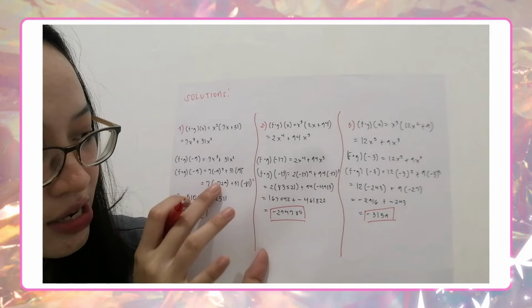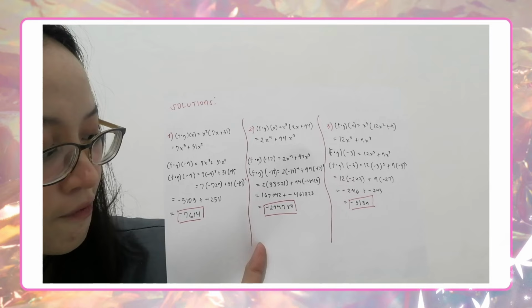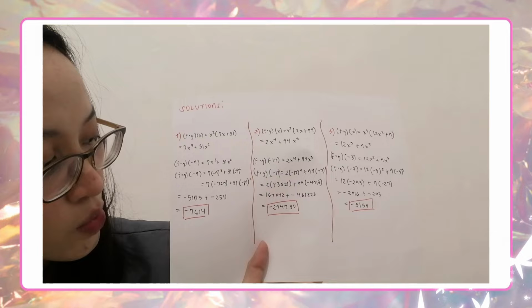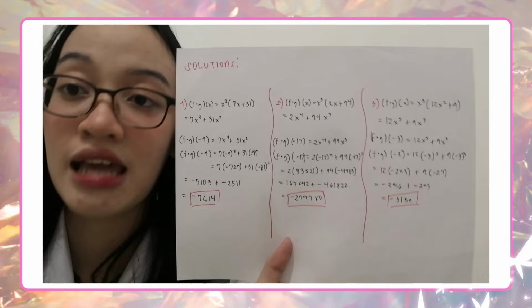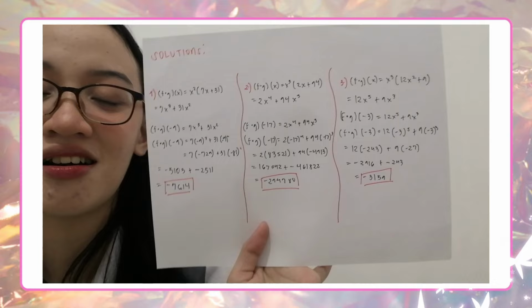So, when we calculate, the final would be negative 5,103 plus negative 2,511. And our final answer is negative 7,614. So, did you get it? Did you get the correct answer? And if you don't, just try to understand how we solved this first given.